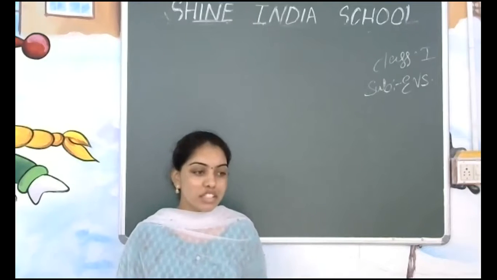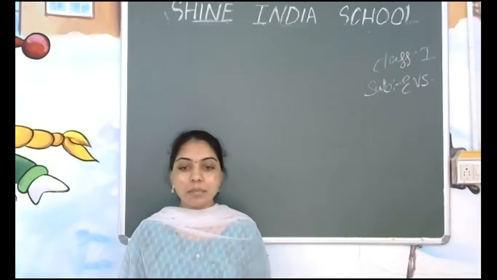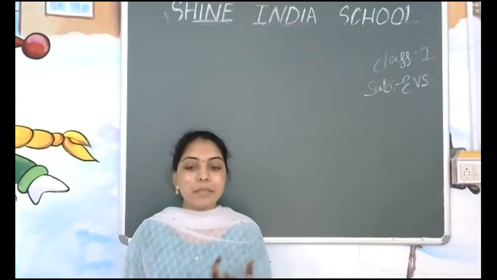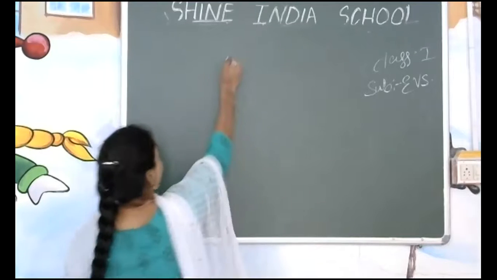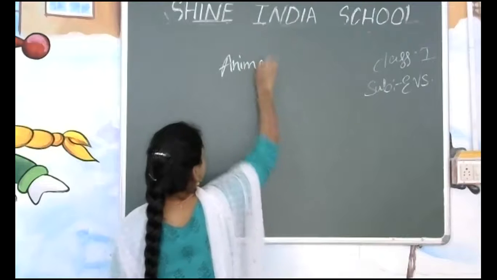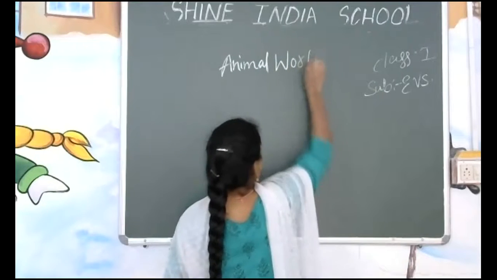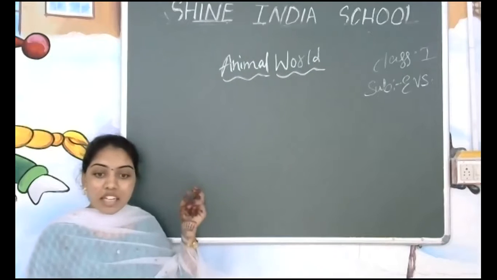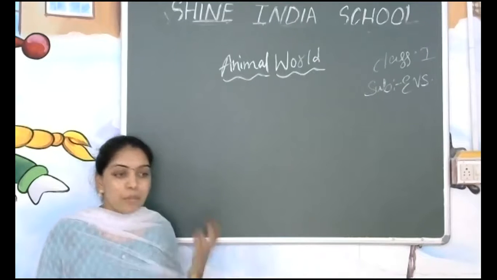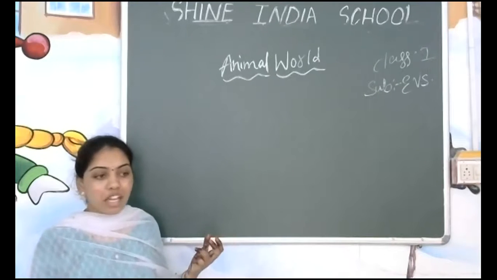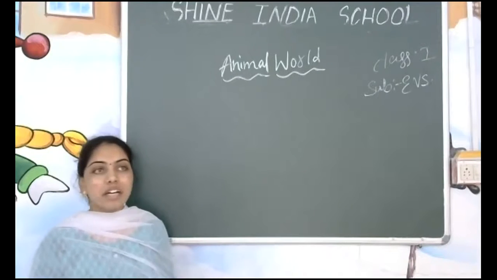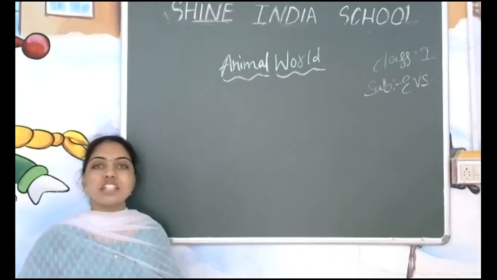Now today we are going to start a new block, block number 12. What is the block name? Animal world. If you observe the block name itself, it tells you the meaning. Animal world means all types of animals will be there in the animal world. Animal world means it is about all animals.